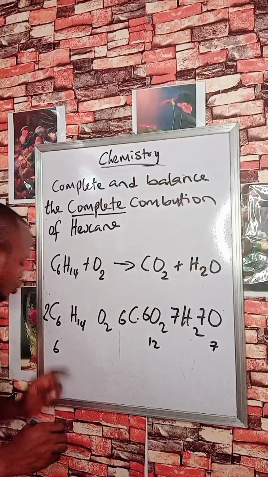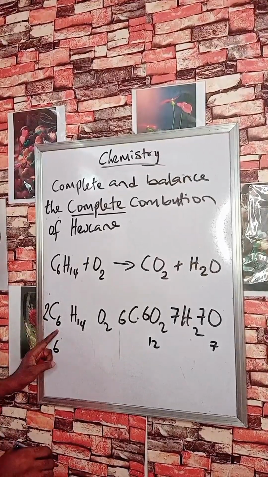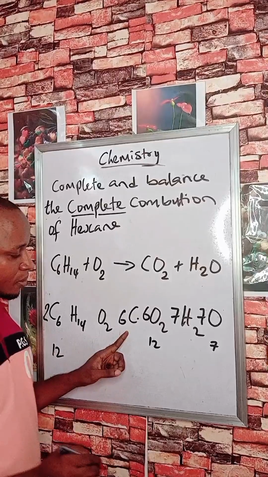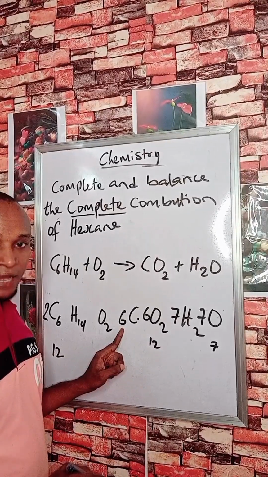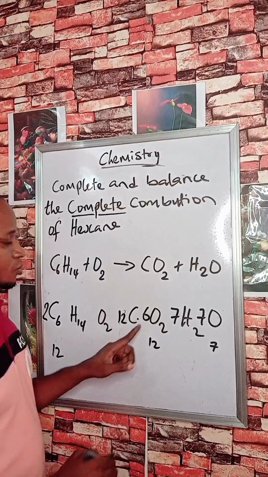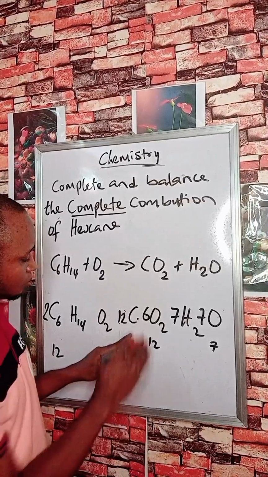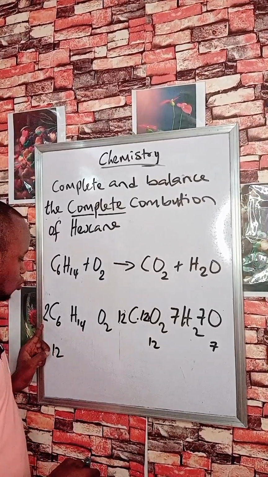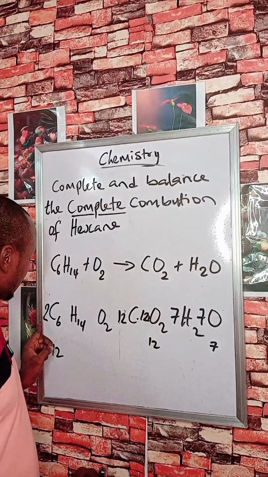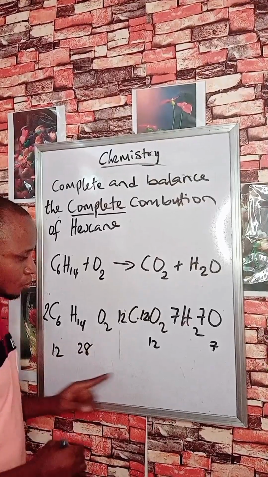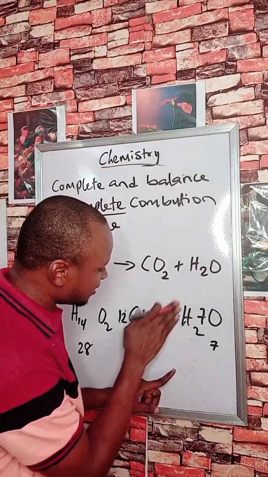If you add 2 there, 2 times 6 now becomes 12. And then we come up here and multiply this 6 by 2 to make up 12. So this becomes 12. We now move to this oxygen here, so the oxygen also becomes 12 here. Since you've added 2 here, the 2 affects hydrogen. So hydrogen will be 2 times 14, that will be 28. On this other side, they take away this 7.